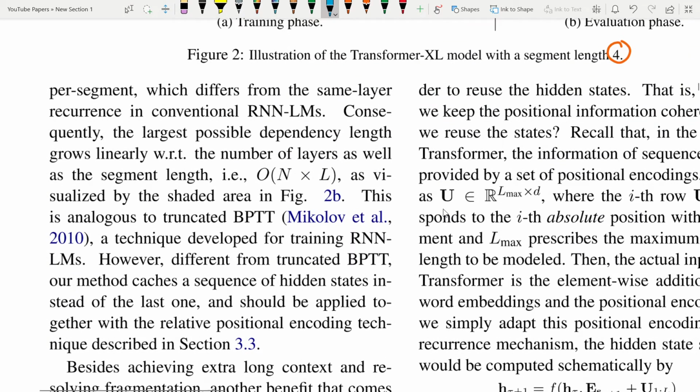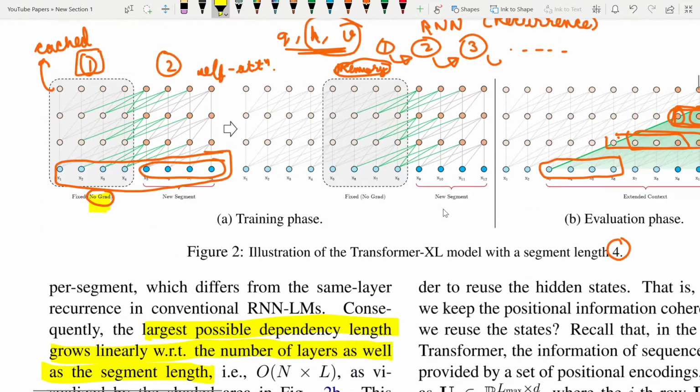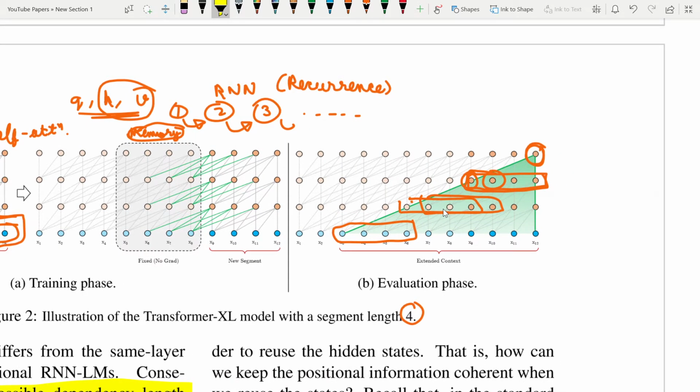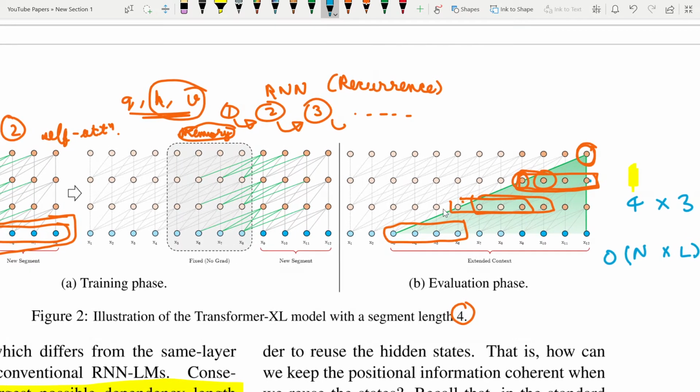Here is an important thing. Consequently, the largest possible dependency length grows linearly with respect to the number of layers as well as the segment length. This is an important point. By dependency length, what they mean is this particular triangle, or the base of the triangle. Over here, the sequence length is 4, and the number of layers minus 1 is 3, so it is 12. It's not exactly adding up, obviously, but you can say it's roughly of the order of the number of hidden states and the sequence length. That's the base of this particular triangle.